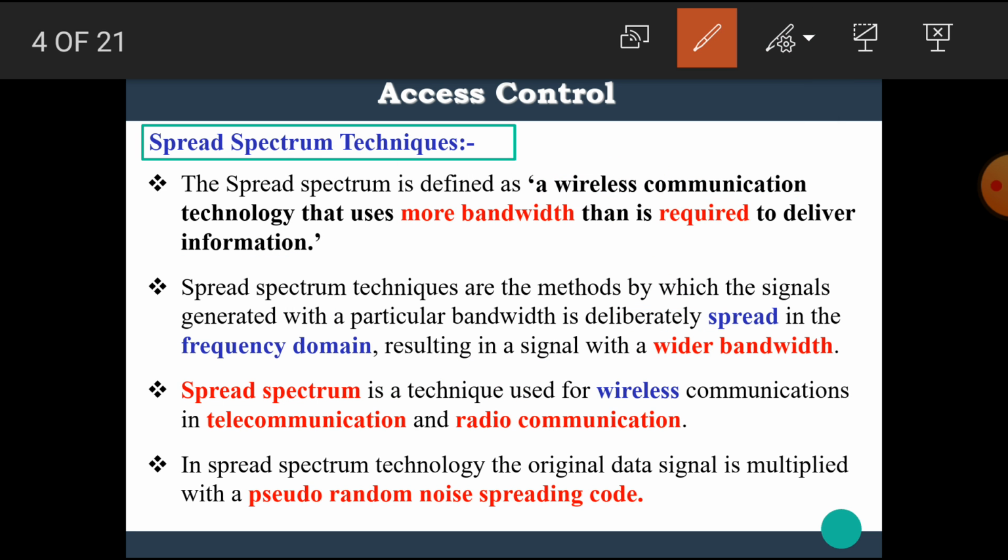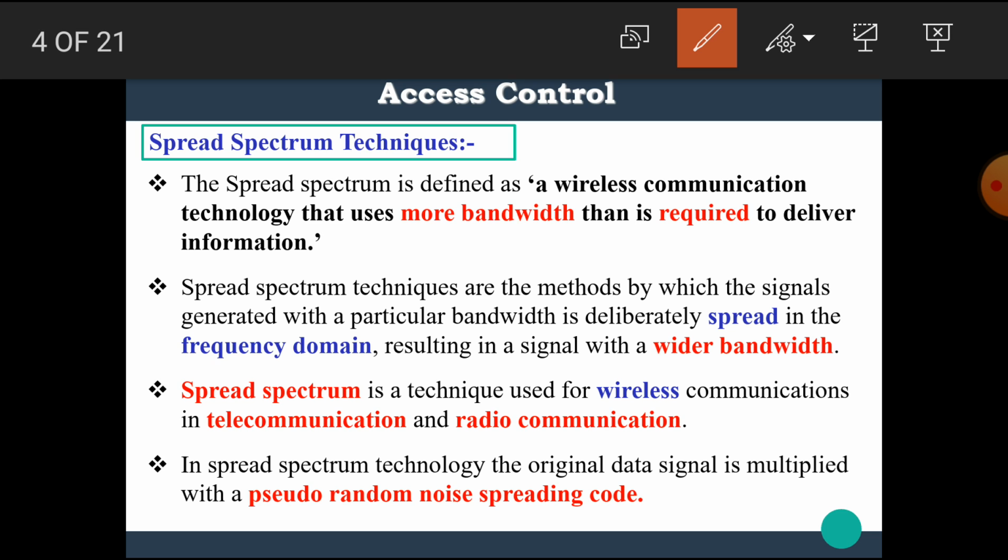In this technology, more bandwidth is used than is required. That means if to transmit any information, if this type of band is required, then in spread spectrum technology it uses more bandwidth. That means it uses this type of bandwidth. Let's see the next point.